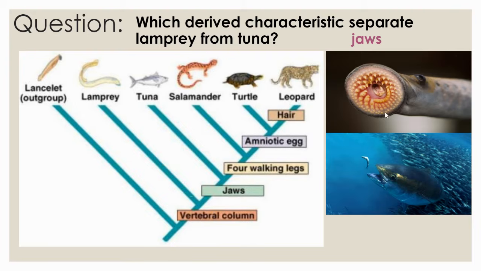And by the way, you can see that in the picture. This is a lamprey, kind of a freaky mouth, and this is a tuna. It does have a jaw.